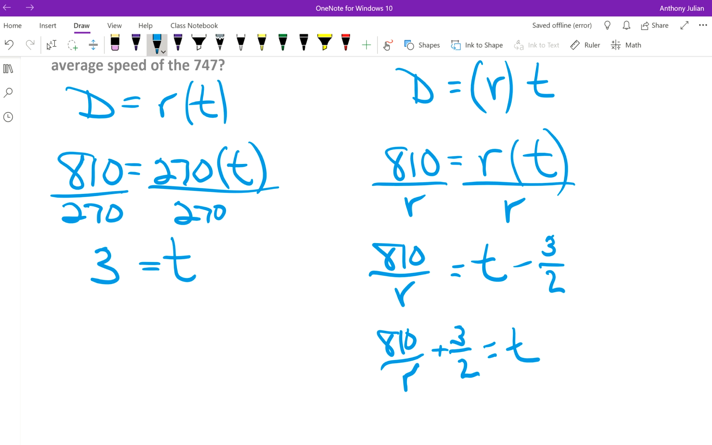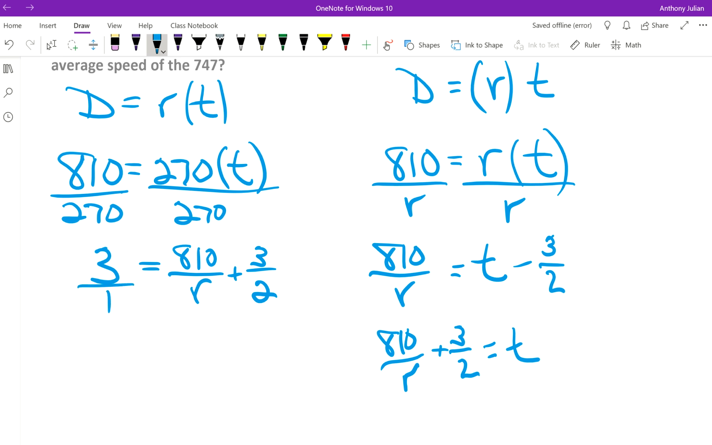And now what I want to do is get these equal to each other. So that means I want to come over here. I'm going to erase this t, and I'm going to put in its place 810 over r plus the 3 over 2. Okay, and let's see how this works out for us. See, I'm going to put this over 1.